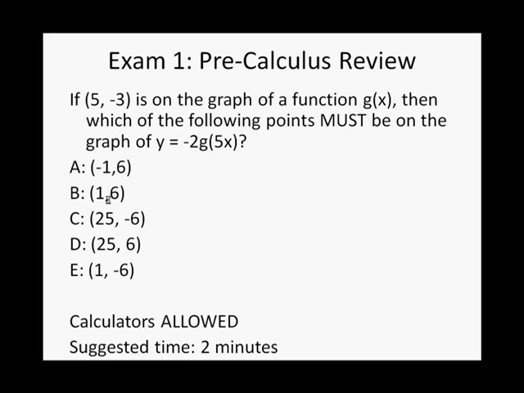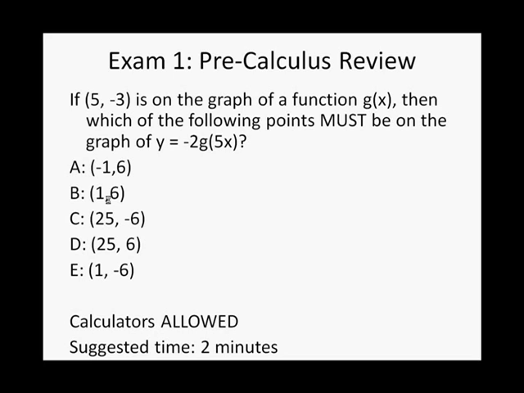Great. Quickly, let's just finish off question number 2. So we had this point (5, -3) on the graph of our original function. Our question was, which of the following points must be on the graph of this transformed function? Instead of just g of x, we now have g of 5x, and then that whole thing is multiplied by -2 on the outside.